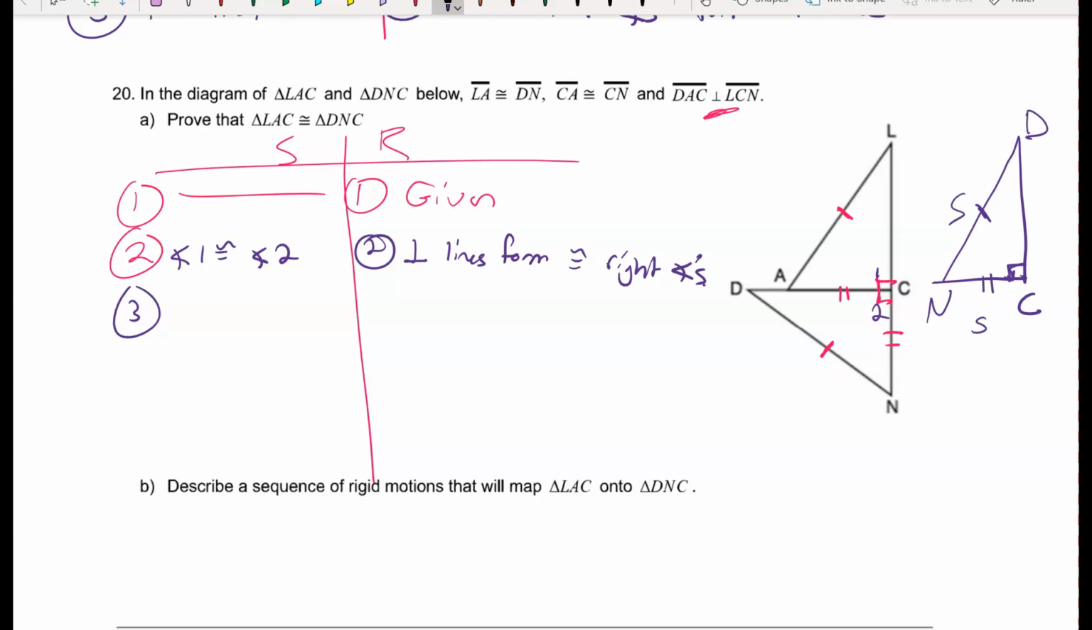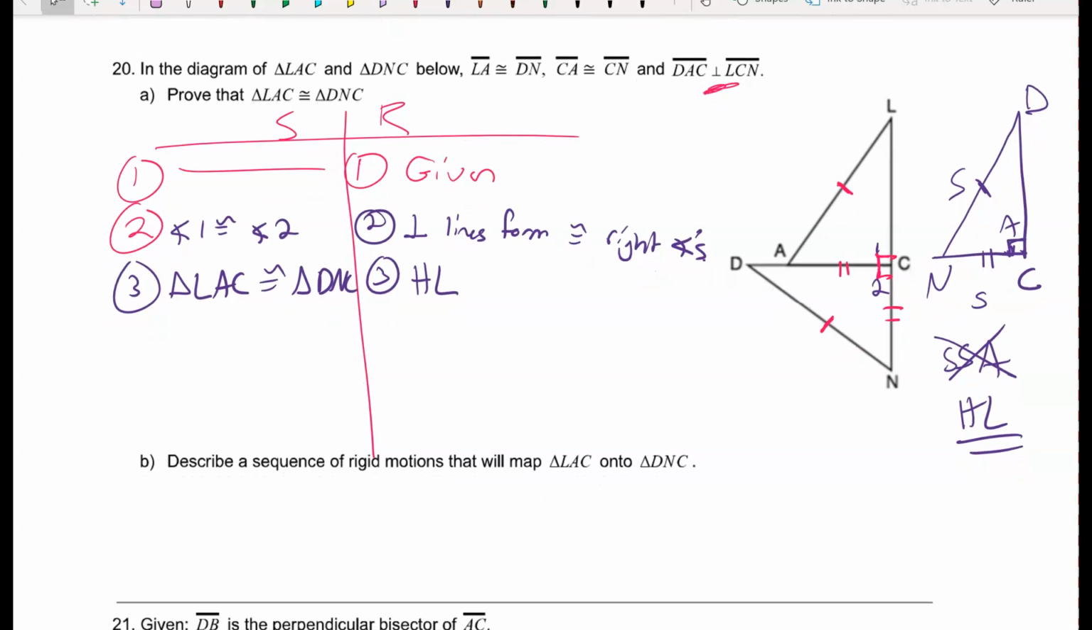So this could be a side-side-angle argument, but you've got to remember, side-side-angle isn't going to work unless it's a right triangle, which it is. So we can make a hypotenuse leg argument. Triangle LAC is congruent to triangle DNC by hypotenuse leg.